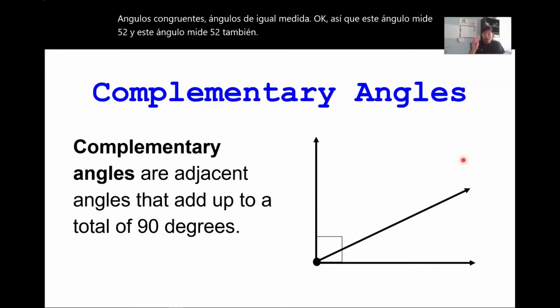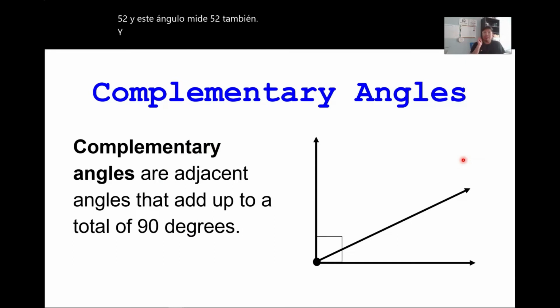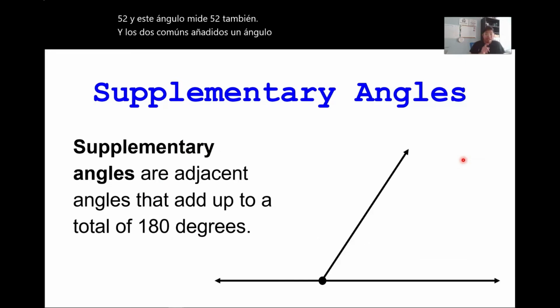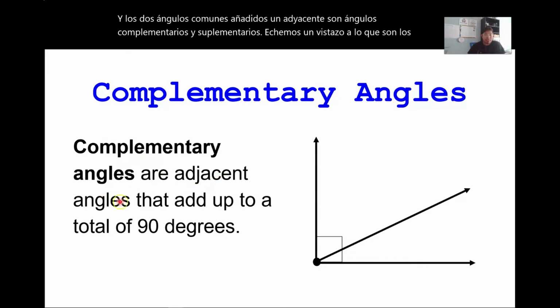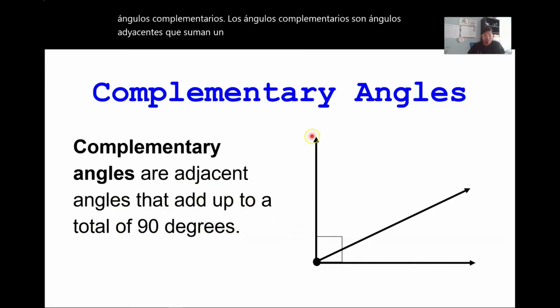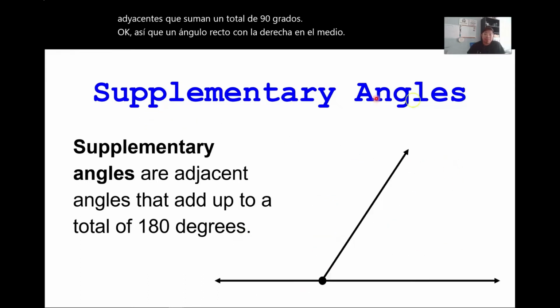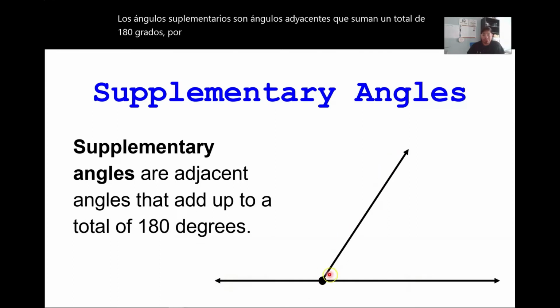And the two common adjacent angles are complementary angles and supplementary angles. Let's look at what complementary angles are. Complementary angles are adjacent angles that add up to a total of 90 degrees. Okay, so a right angle with a ray in the middle. Supplementary angles are adjacent angles that add up to a total of 180 degrees. So a straight line with an extra ray, okay?